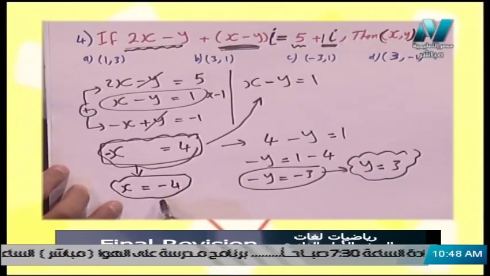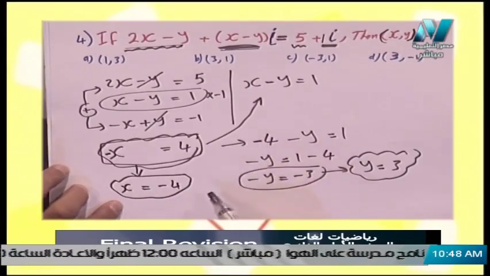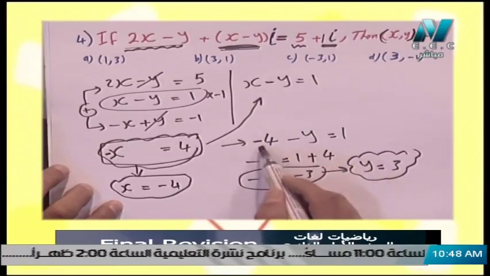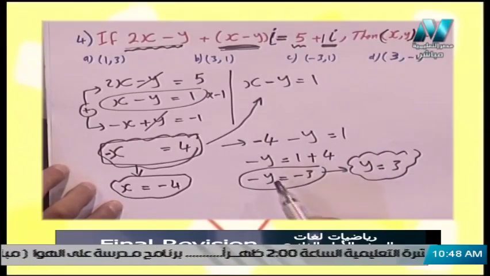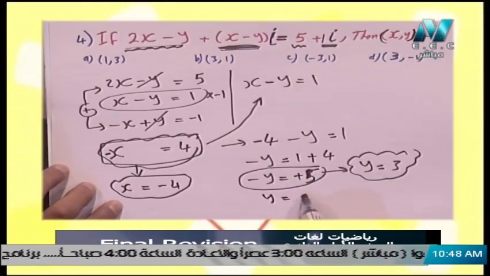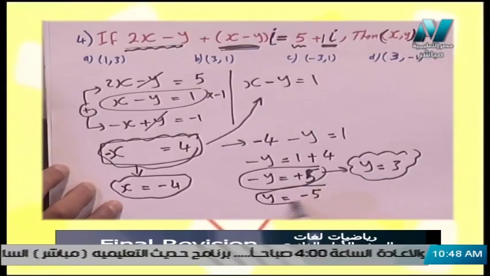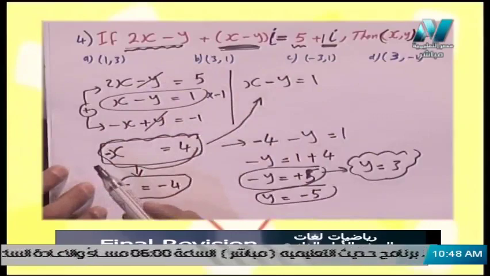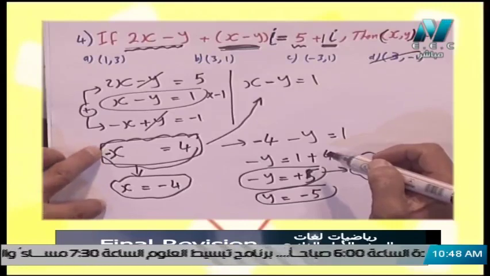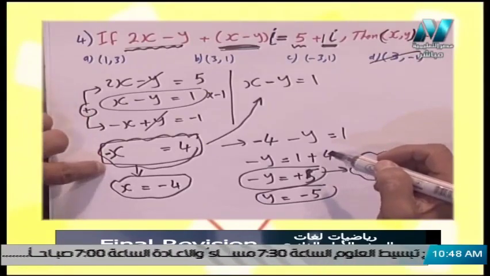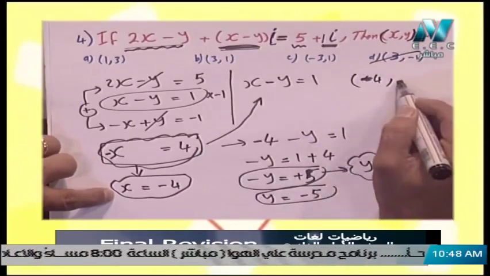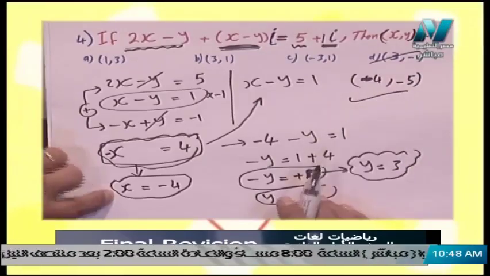So x equals negative 4. We substitute it by negative 4. Negative 4 plus negative y equals 1. So transfer negative 4 to before, and negative y equals positive 5. So y equals negative 5. Something wrong about the choice here. So let it here to be x equals negative 4 and y equals negative 5. And this is the answer.